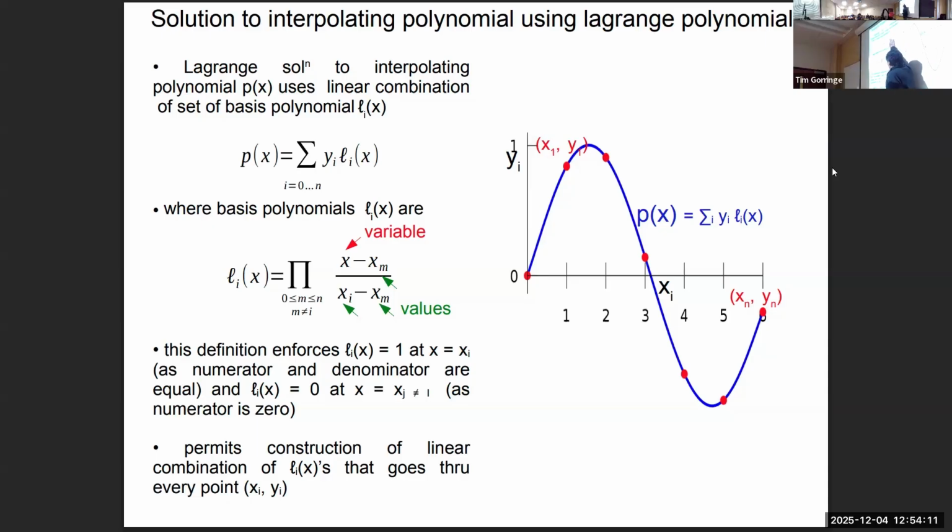And so this is arranged with this definition of the polynomial to go through all the basis points. And so this is a second way that you can come up with, rather than the linear algebra method, the interpolating polynomial, by calculating these polynomials here and weighting them with your values of y. That will be the polynomial that goes through the data points.